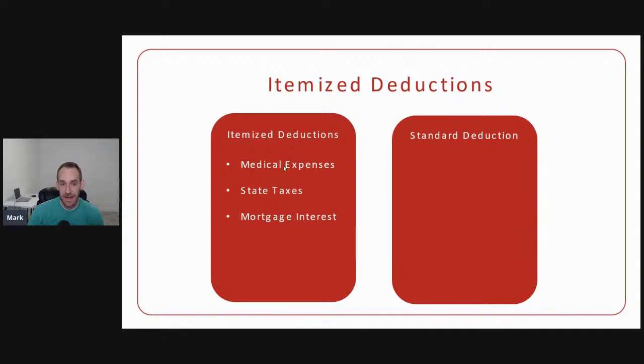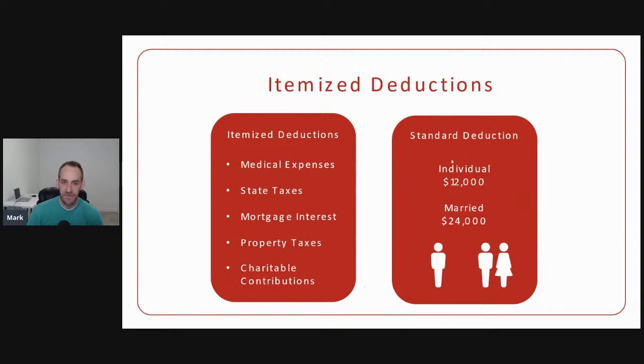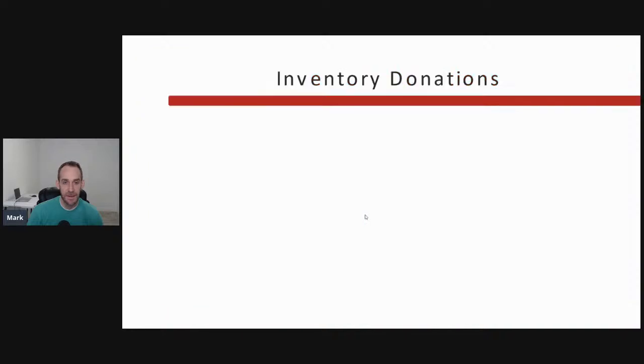The itemized deductions are only certain things like medical expenses, state taxes, mortgage interest, property taxes, contributions. If the sum of all these exceeds the standard deduction, of about 24,000, it's a little more than that, 12,000 or 24,000, then you'll take this. But for most of us, these do not exceed this, so the deductions really don't help us.